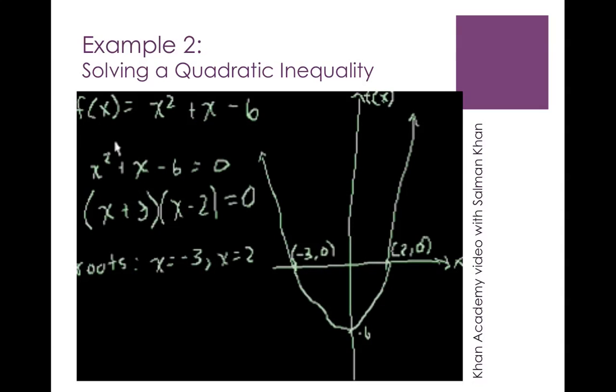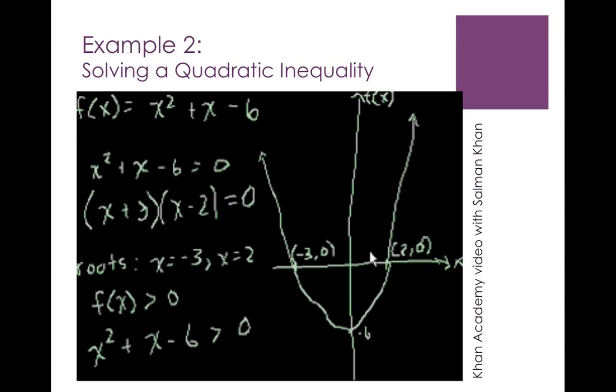Now, what if we, instead of wanting to know where f of x is equal to 0, which is these 2 points, what if we wanted to know where f of x is greater than 0? What x values make f of x greater than 0? Or another way of saying it, what x values make this statement true? x squared plus x minus 6 is greater than 0, right? This is just f of x.